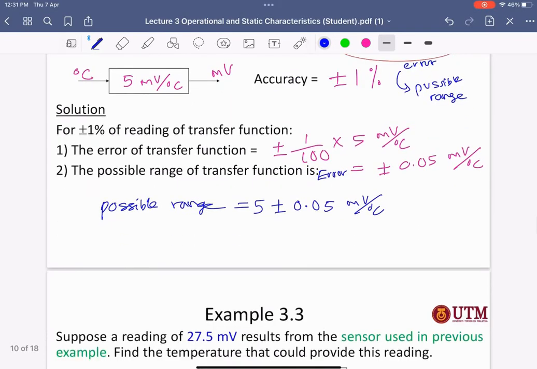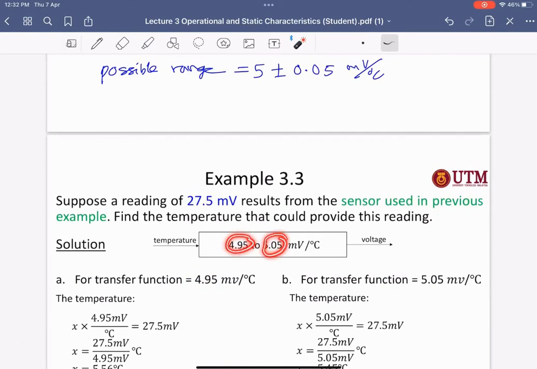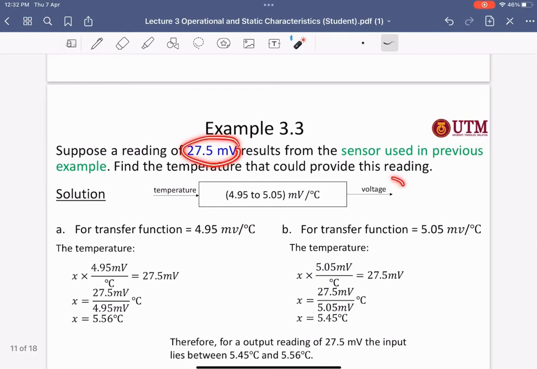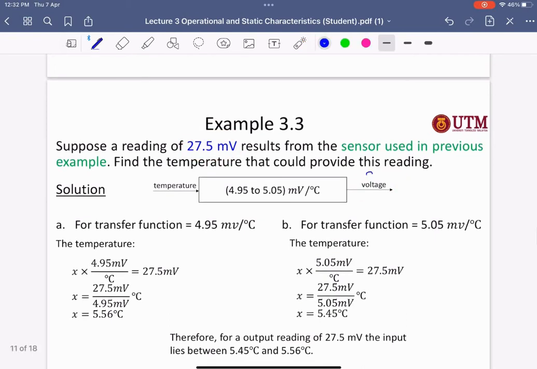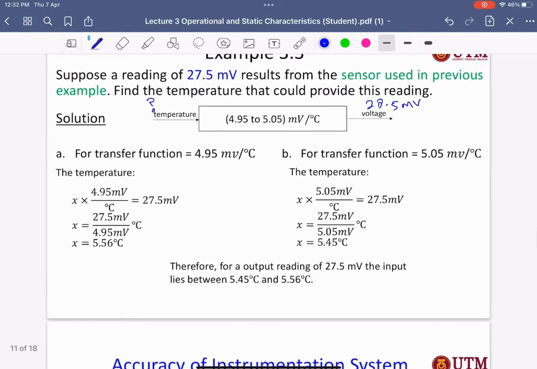When we know this possible range, that means we know the minimum and also the maximum range. And then what happens to this value? For example, we get the output of 27.5 millivolt. So what is the temperature? You just need to divide it. You get this output, and then divide it here, and we get it here. So for the output 27.5, the input temperature will be 5.45 degree to 5.56 degree.